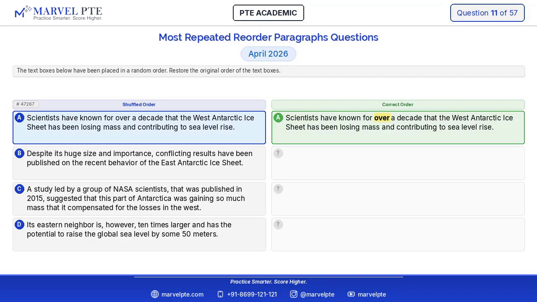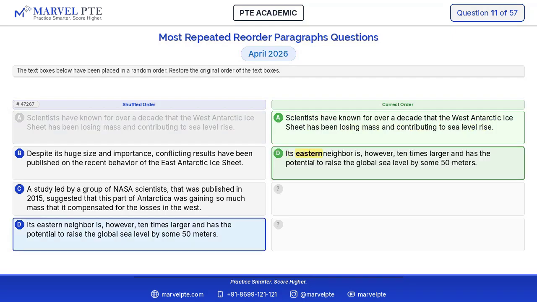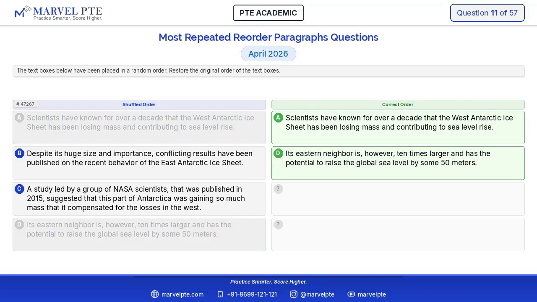Scientists have known for over a decade that the West Antarctic ice sheet has been losing mass and contributing to sea level rise. Its eastern neighbor is, however, 10 times larger and has the potential to raise the global sea level by some 50 meters.